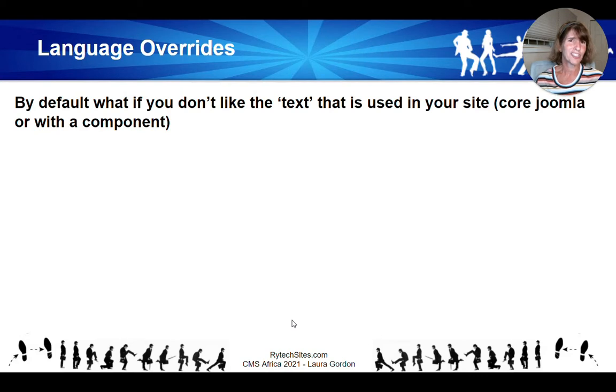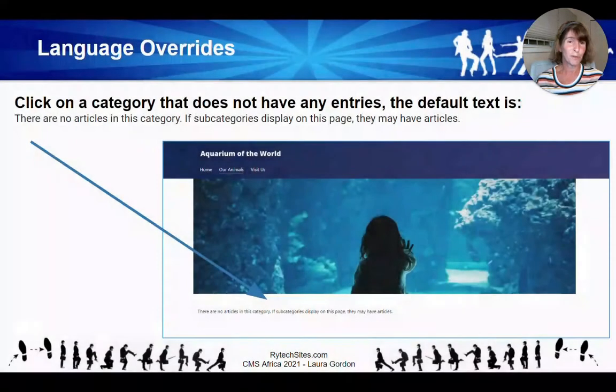What about language? Language overrides. By default, what if you don't like the text that is used in your site? Again, this is core Joomla, no component needed. Let's say you click on a category that does not have any entries in it. The default text in Joomla 4 with the English language set is this.